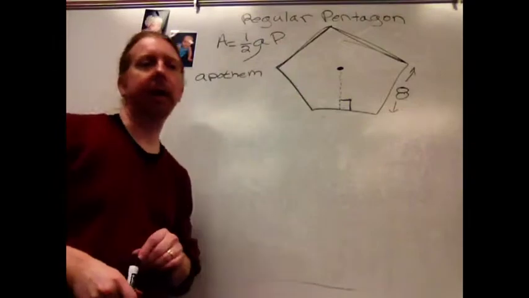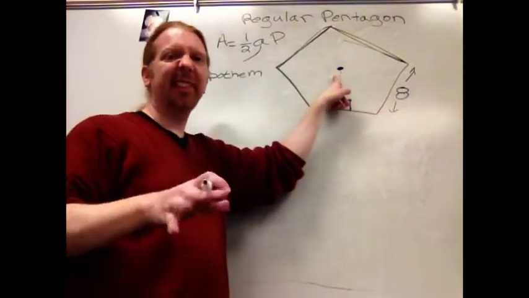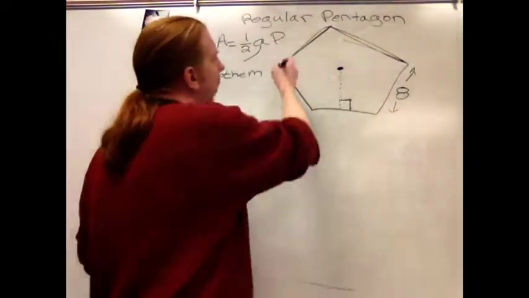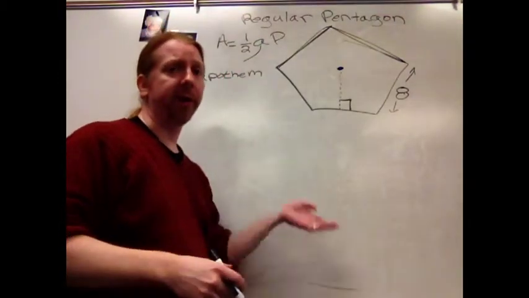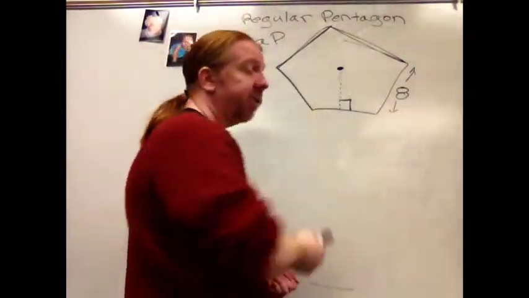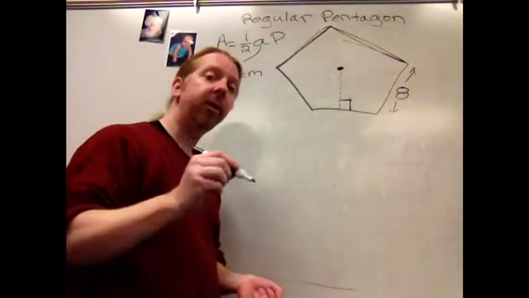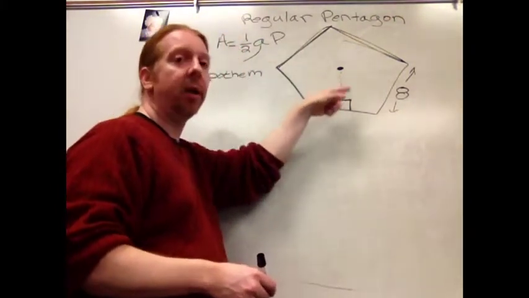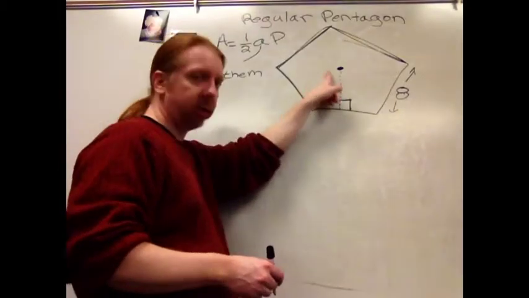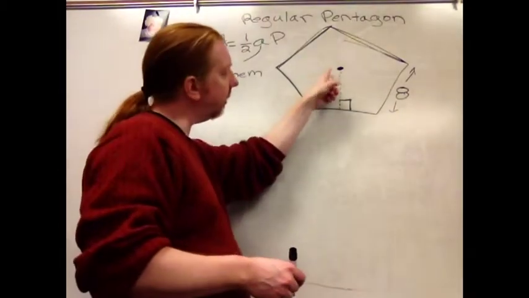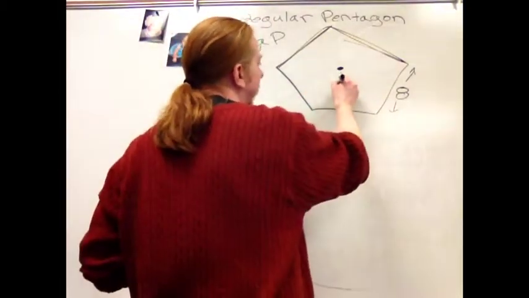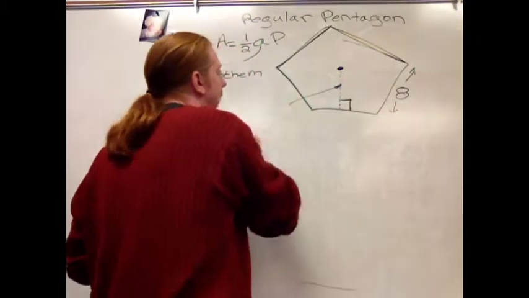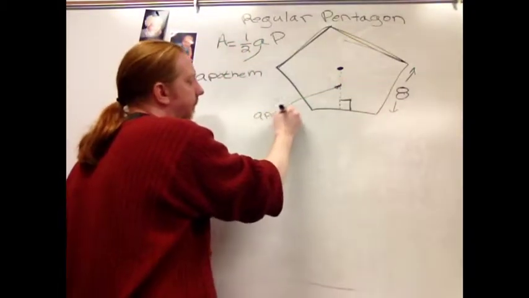In my regular polygon, I have a point which represents the center. If I were to draw all of the diagonals in this regular figure, they're all going to meet somewhere. That's the center of the figure. The perpendicular line that connects the center to a side, so center, side, this piece right here, is called the apothem.